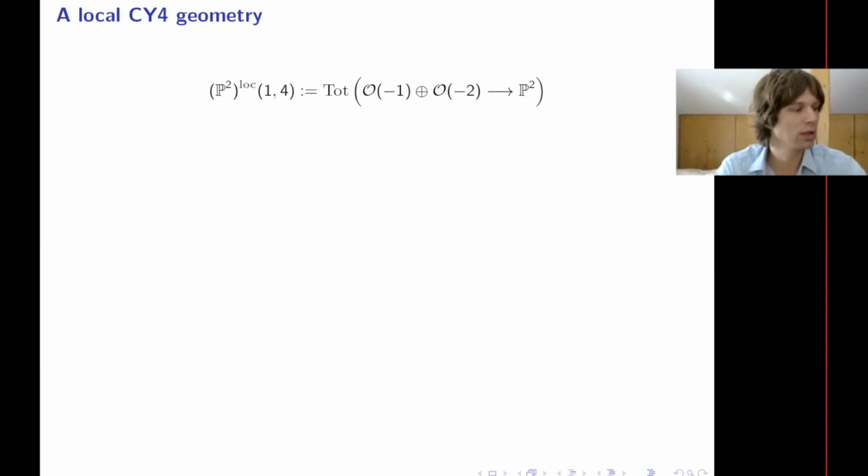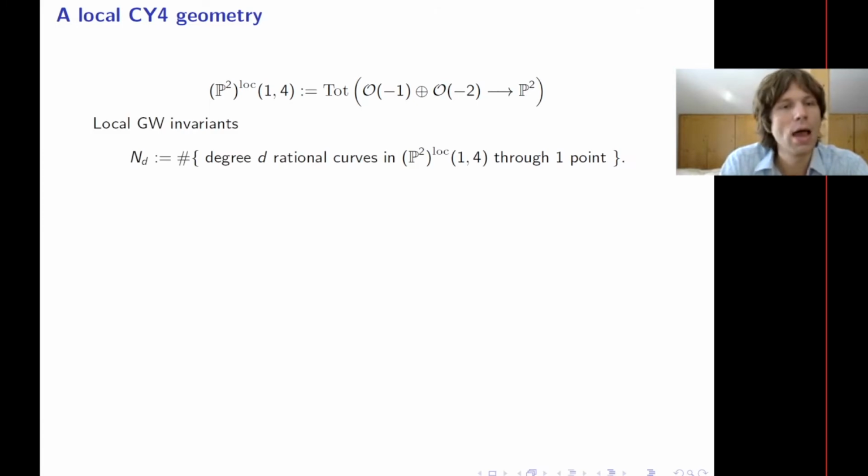Let me say a little bit about the Calabi-Yau 4 geometry. So now we twist by a line and we twist by a conic. So we're looking at the total space of O(-1) plus O(-2). And we have some. Yes?